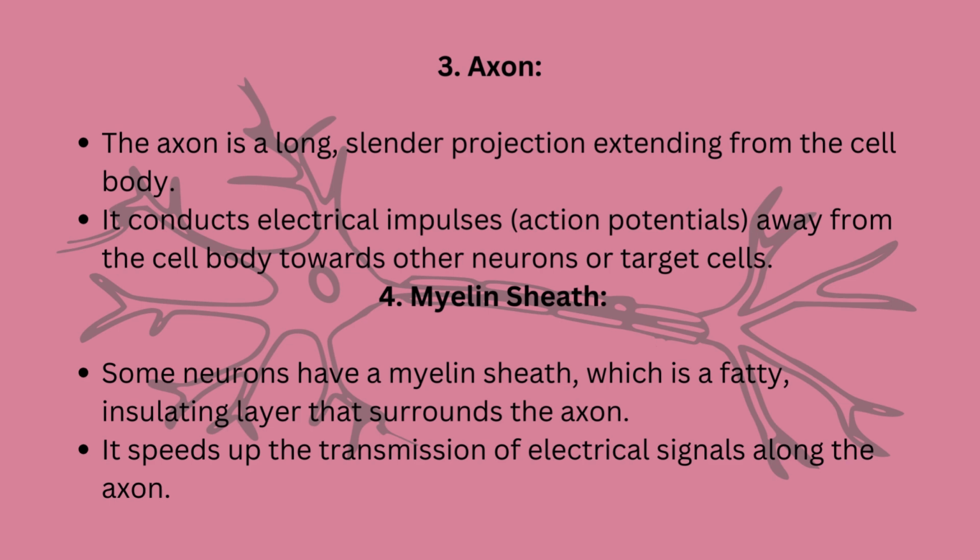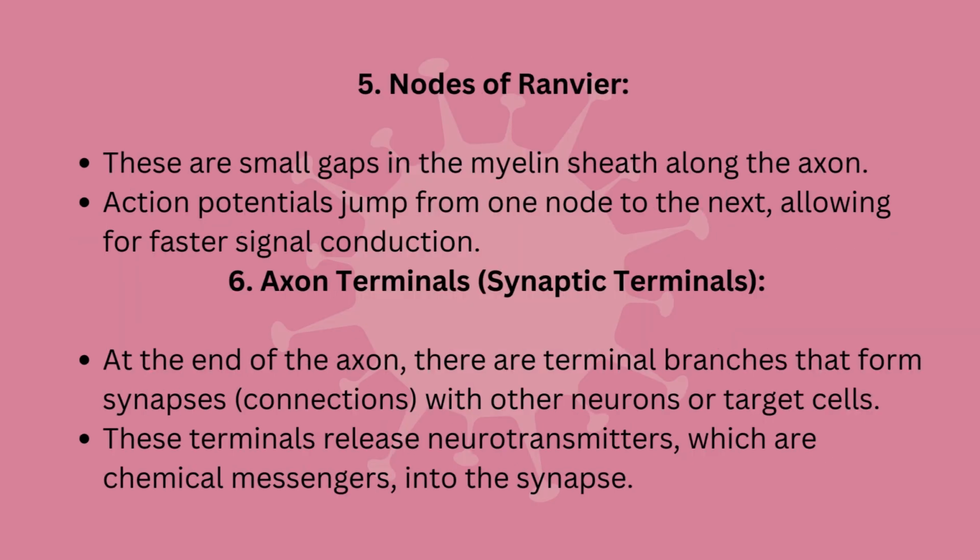Myelin sheath. Some neurons have a myelin sheath, which is a fatty, insulating layer that surrounds the axon. It speeds up the transmission of electrical signals along the axon. Nodes of Ranvier. These are small gaps in the myelin sheath along the axon. Action potentials jump from one node to the next, allowing for faster signal conduction.